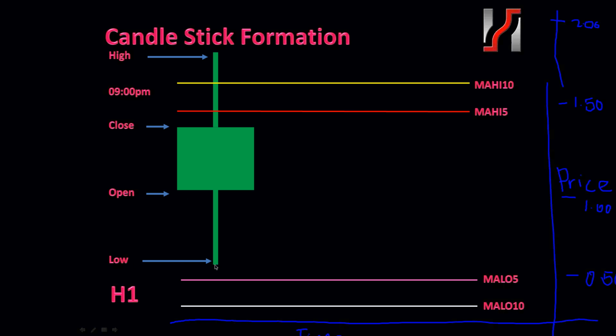This is the candle low, which is the lowest price that the candle has traveled, and this is the candle high, which is the highest price this candle has traveled. And obviously, from the candle open to the candle close is the candle body.